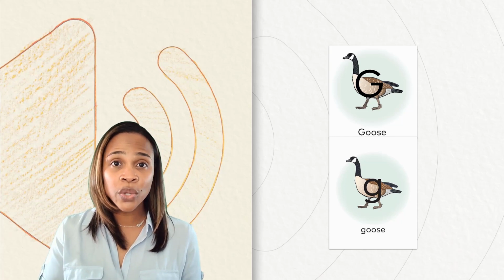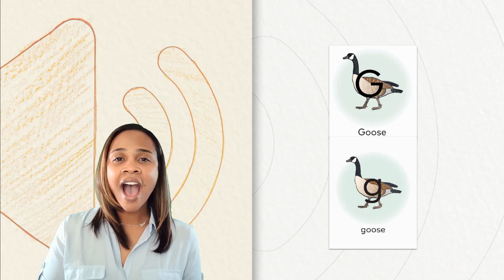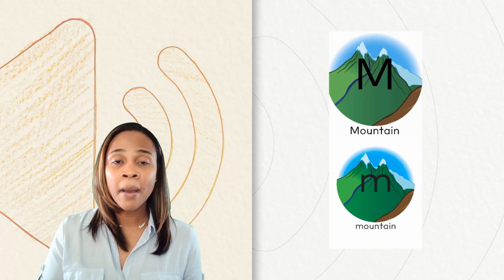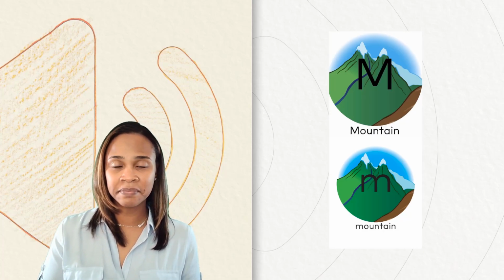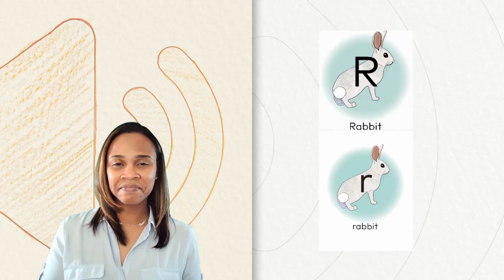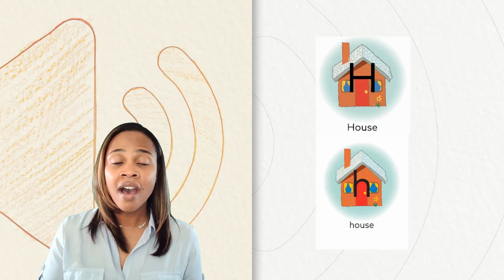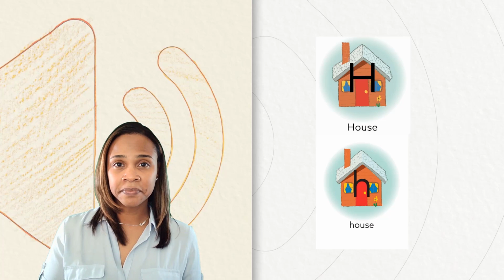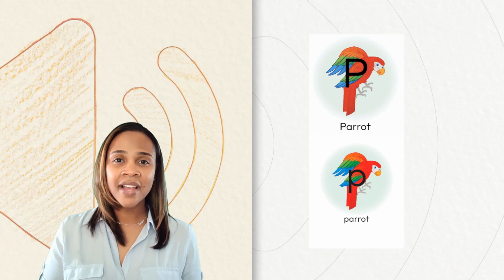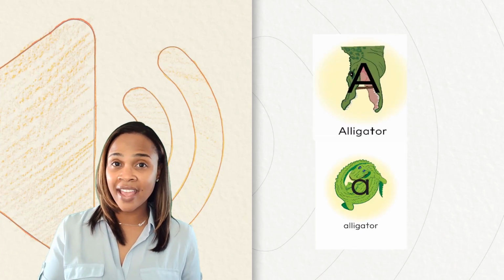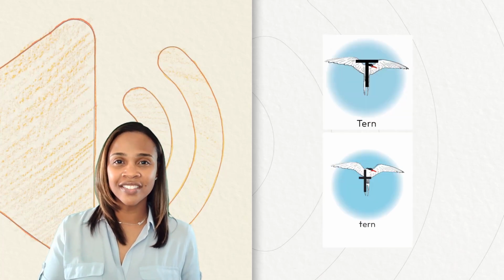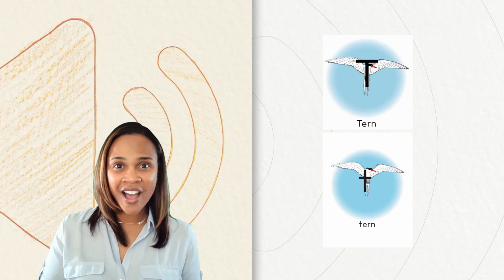G, g, goose. I, iguana. M, mountain. R, rabbit. H, house. P, parrot. A, alligator. T, turn. Nice work with all your letter sounds.